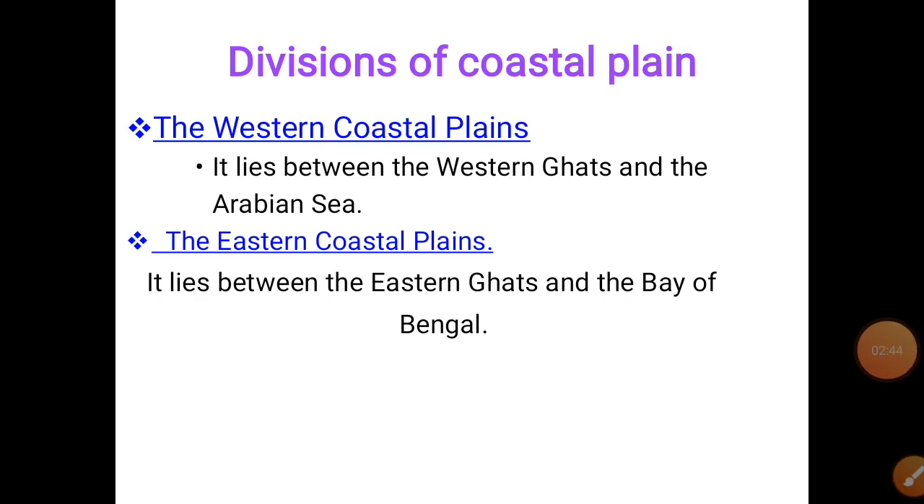The Indian coastal plains are divided into two divisions, that is the Western coastal plain and the Eastern coastal plain. The Western coastal plain lies between the Western Ghats and the Arabian Sea. The Eastern coastal plain lies between the Eastern Ghats and the Bay of Bengal.